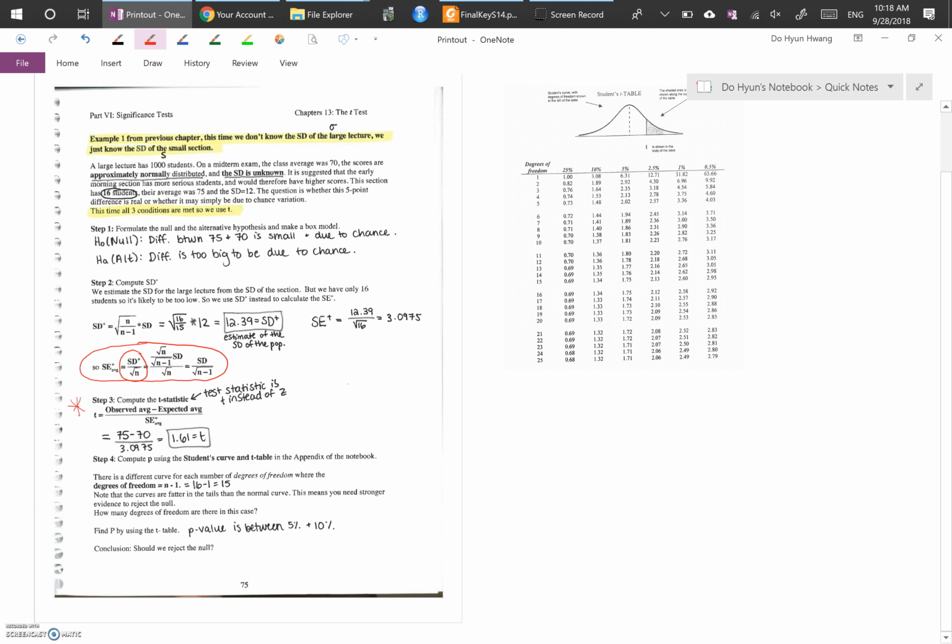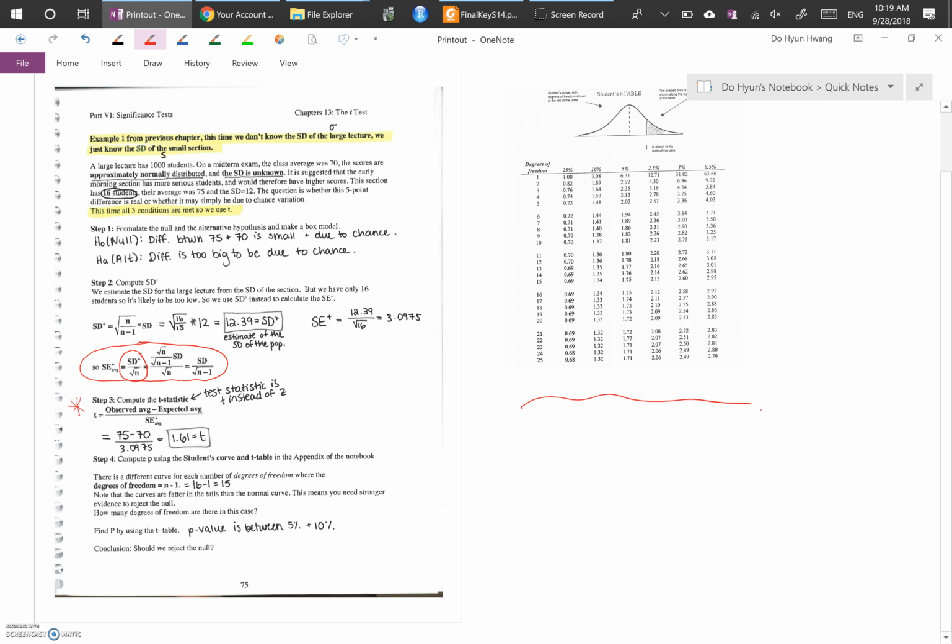So instead of using the normal curve, I want to use the t-curve, and there's 15 degrees of freedom, just like we talked about the other day. Degrees of freedom is just n minus 1. The t-curves change depending on the sample size. So if our degrees of freedom is 15 and our t-statistic is 1.61, this is how we would use the t-table. So I'm over here on the other side.